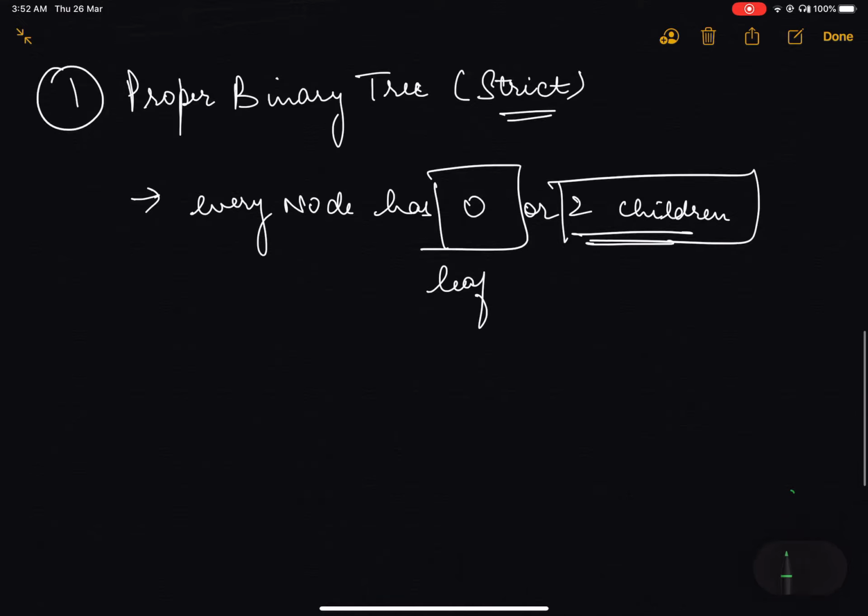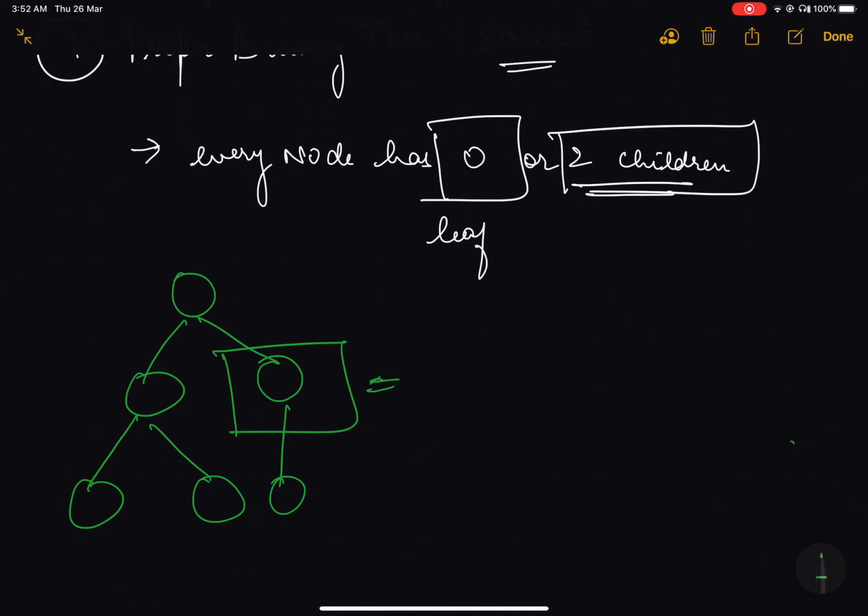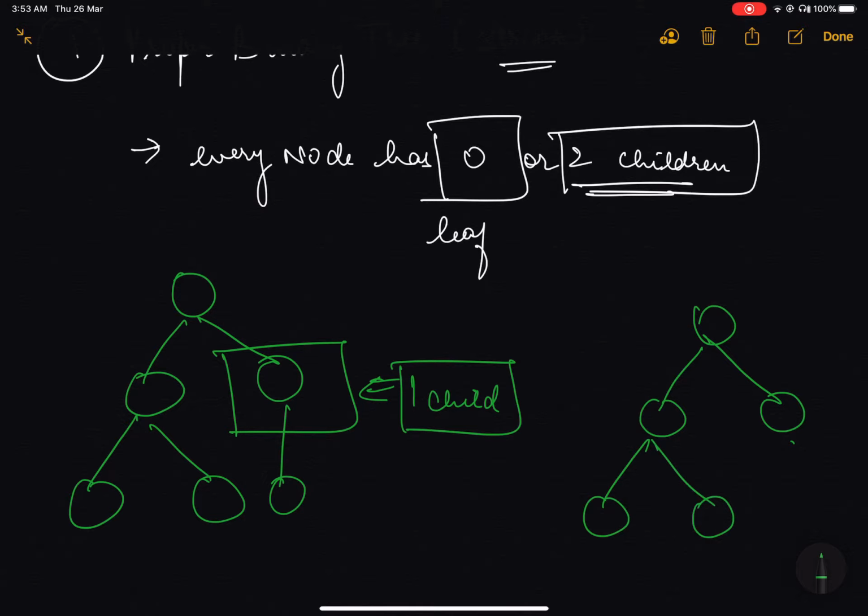Take an example of this tree. Do you think this is a proper binary tree? No, this is not a proper binary tree because this particular node has 1 child. Now let us take another example. This is an example of a proper binary tree because these nodes have 2 children, whereas the other nodes are leaves and don't have any child at all.